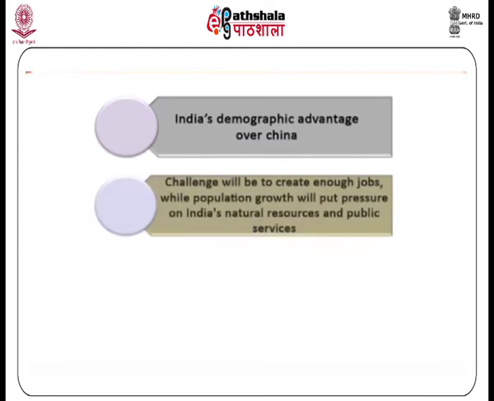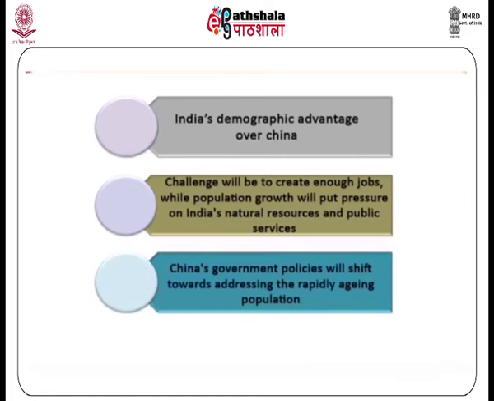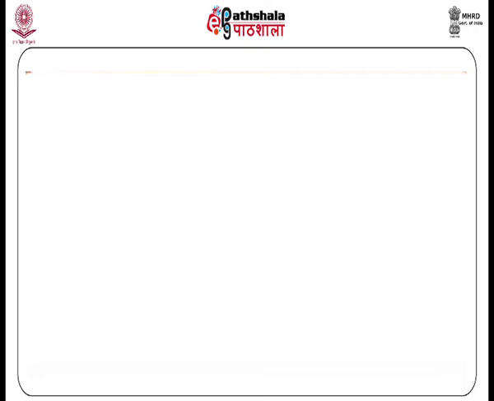However, the challenge will be to create enough jobs, while population growth will put pressure on India's natural resources and public services. China's government policies will shift towards addressing the rapidly aging population, while the different demographic trends will provide varying consumer demand. External migration continues to be small in India, but internal migration is always occurring.